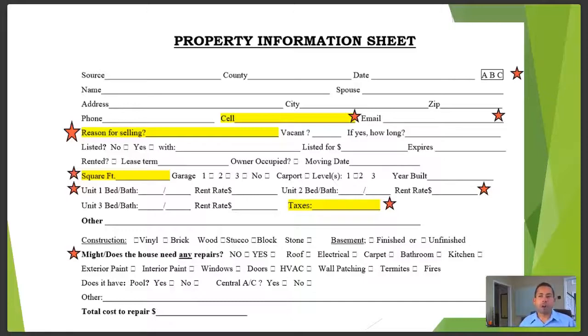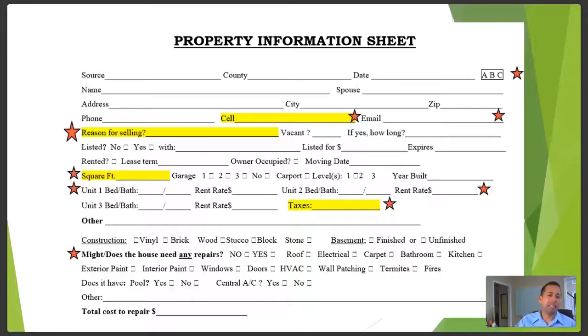If the carpets are 3 years, they need new ones. Bathrooms, 10 years. Kitchens, 15 years. Exterior paint, 3 years. Interior paint, 1 year. Windows, 10 years. Doors might be a little bit longer, maybe 15 years.